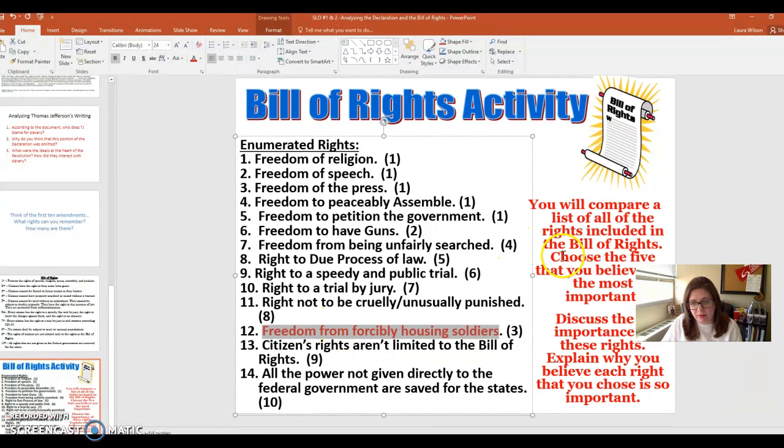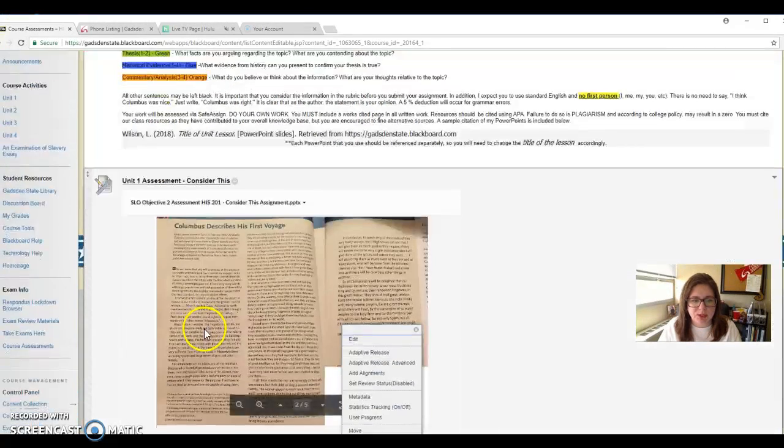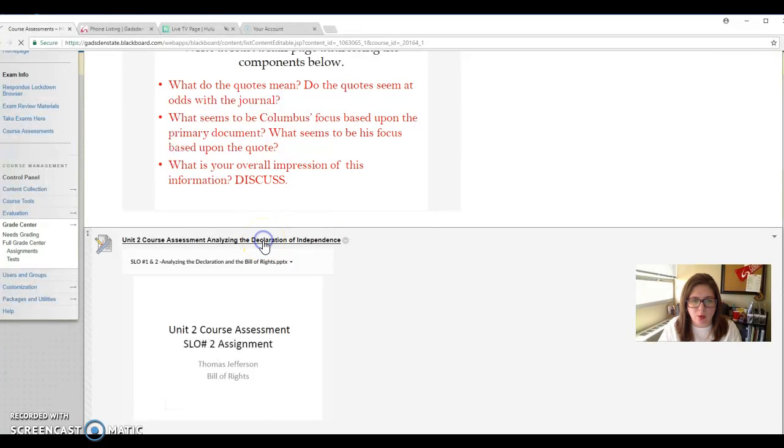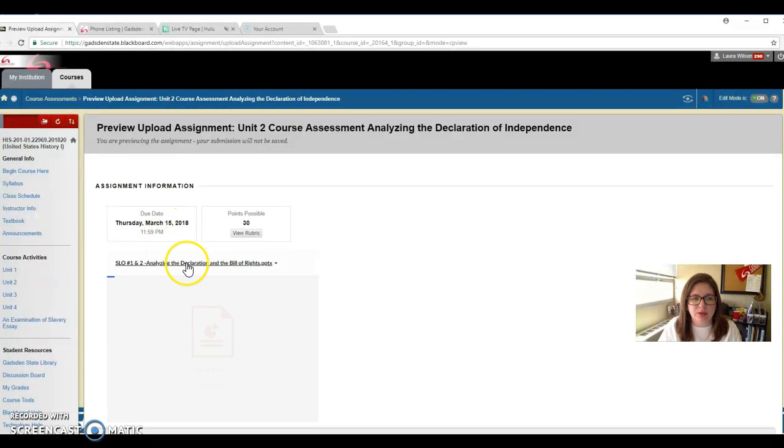So, which 5 do you think are the most important? Why? And give me facts as to why. What in life, in history, can you look up, can you find that is proof that we need freedom of religion, that is proof we need freedom of speech? And everything you look up, you must cite. You must cite, okay? So after you finished your citations, you will go to the assignment and you will submit the Declaration of Independence on one file, and you will submit the Bill of Rights on the next file.